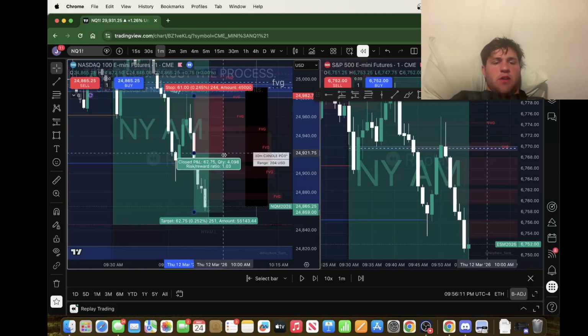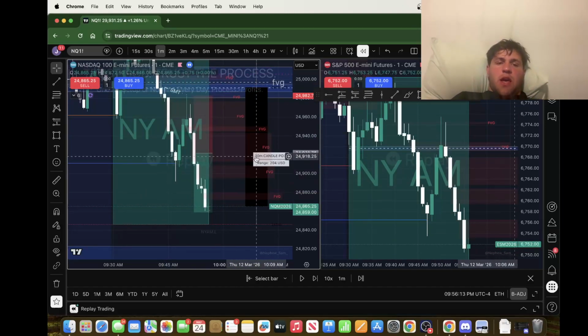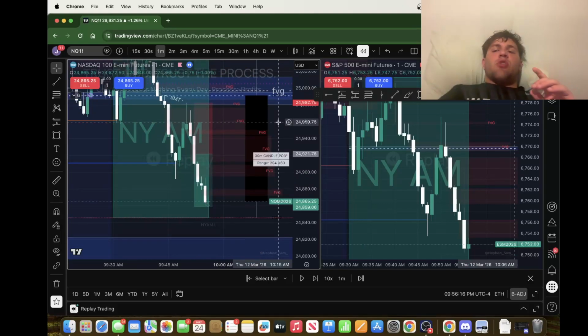Boom. TP gets hit. No drawdown at all on these trades. And the reason why there is no drawdown on these trades, if you go in my journal, almost all of my trades have no drawdown in them because price is aligned with time. All right. Price is aligned with time.